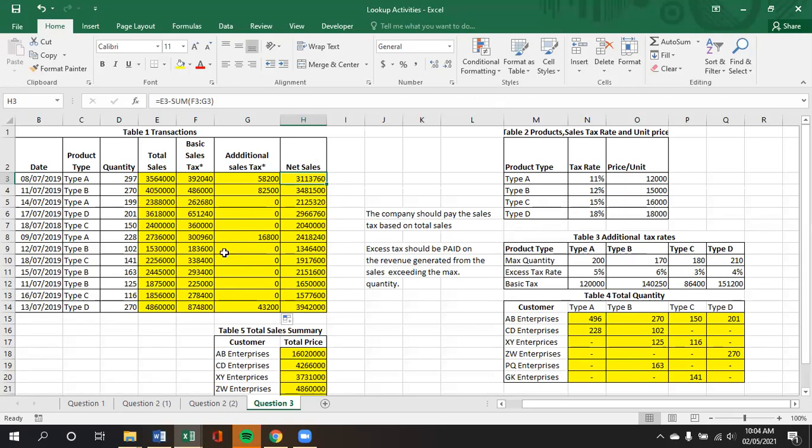Right? So that's what we did. We have coupled the use of IF function together with the lookup functions.